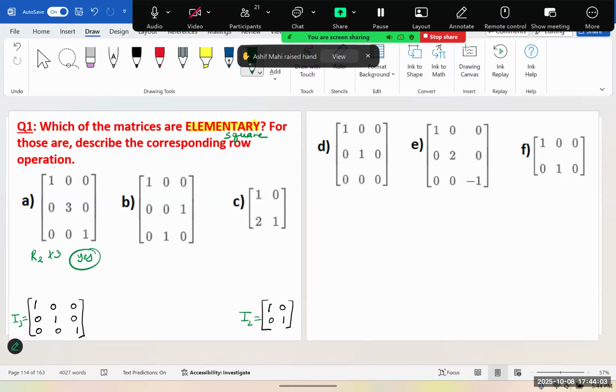Ashif. For B, you swap row 2 and row 3. So the row operation was swapping row 2 and row 3. So this is also an elementary matrix. Good job. C.